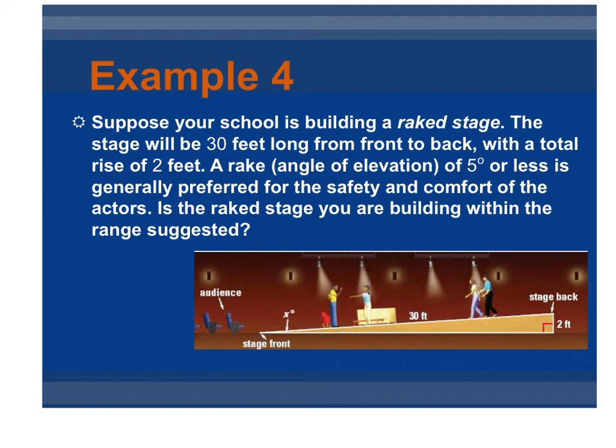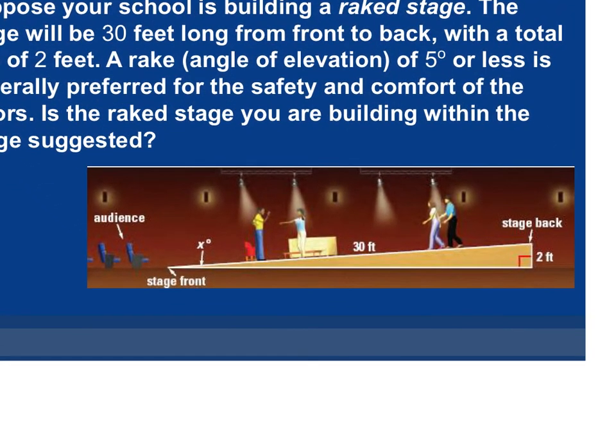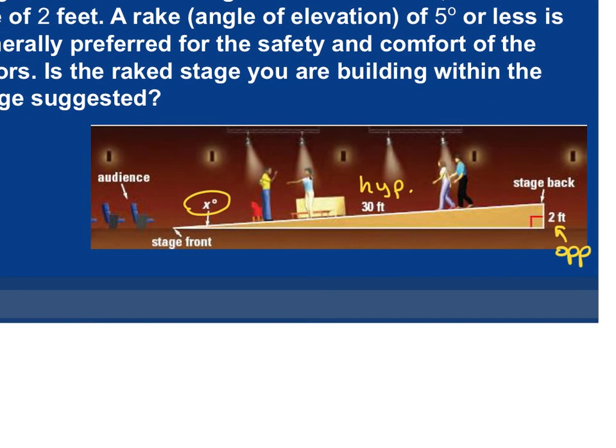So again, I'm going to label my sides based on the given. So I'm looking for an angle measure now. So this is where I'm going to use the inverse function. But let's label our triangle. So here is the angle that they're asking us to check to see if it's less than 5 degrees. So in relation to this angle, the 2 is my opposite, and the 30 is my hypotenuse. So I know that for opposite and hypotenuse, that's going to be sine.